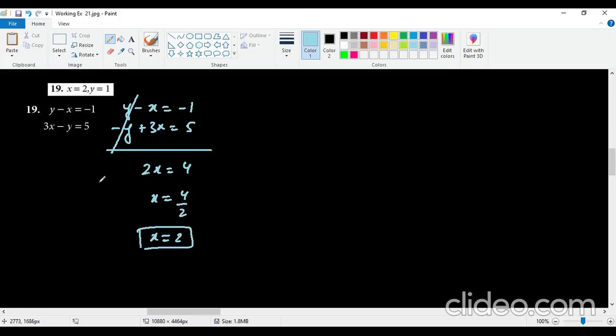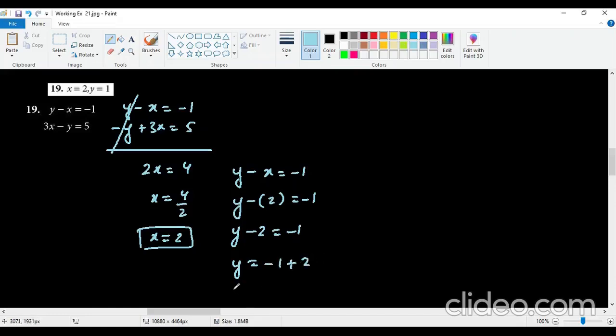Now finding out the value of y. y minus x equals negative 1. So y minus 2 equals negative 1. So y will be equal to negative 1 plus 2, which is going to give us y equals 1, which is the required answer.